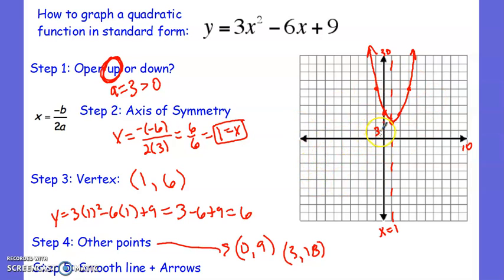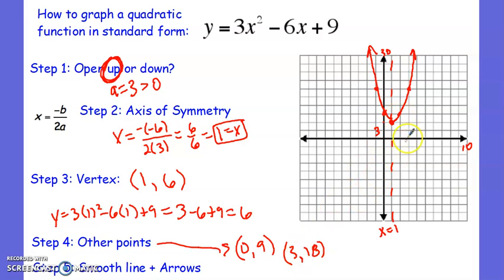So I went ahead and counted by 3s. Notice the label on my y-axis here. I went and counted by 3s so that this is 1, 6 right here. In that case, I also found a couple more points. Since 0, 9 is on my graph, I know that's 1 unit from my axis of symmetry, so I went 1 unit to the right as well and plotted a point at 2, 9.